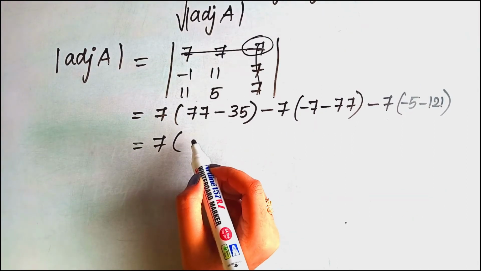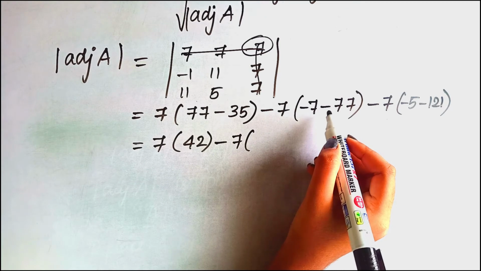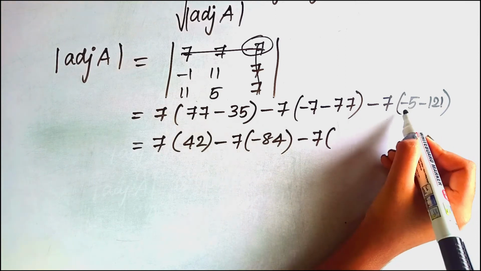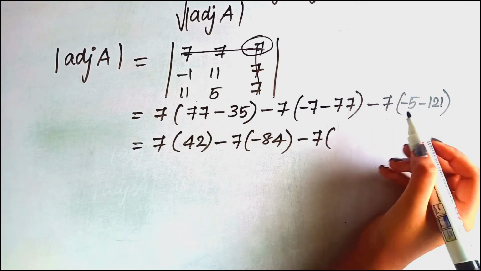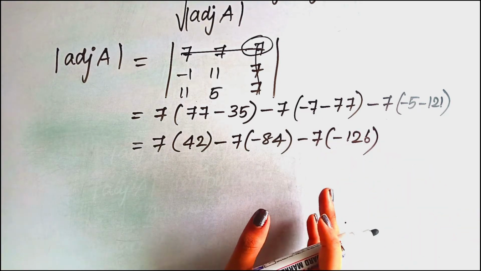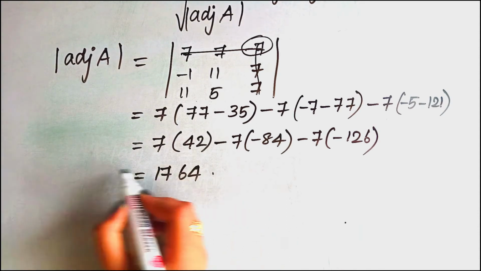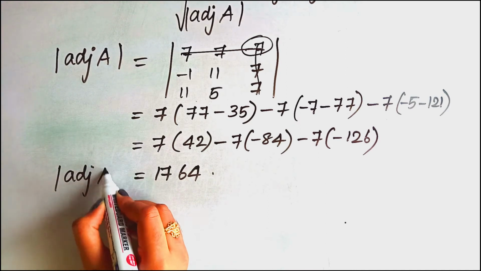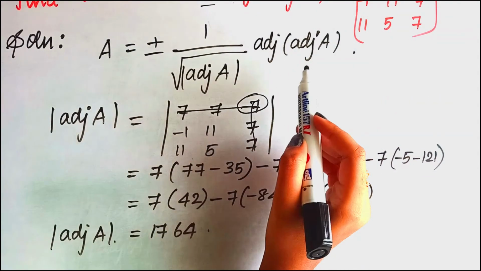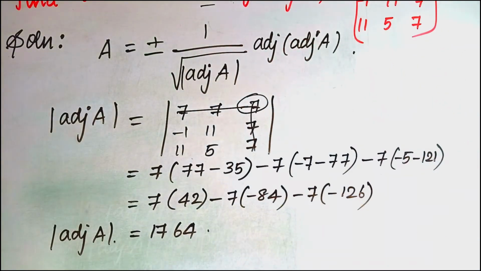7 into 77 minus 35 will get 42, and then minus 7 minus 77 will get minus 84, and then minus 7 into minus 5 minus 121 will get minus 126. After multiplying and subtracting this, we will get an answer 1764. Right, so this is our value of the determinant of adjoint A. And then the next thing we have to find is adjoint of A. Right, so we have to find the adjoint of this particular matrix.